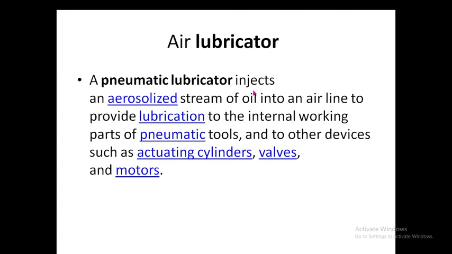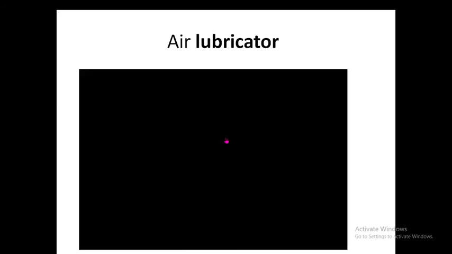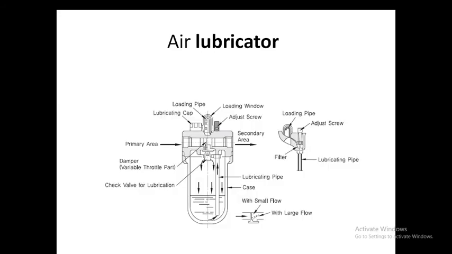Okay. So a pneumatic lubricator injects an aerosolized stream of oil into an air line to provide lubrication to the internal working parts of pneumatic tools and to other devices such as actuating cylinders, valves and motors. So adding this oil provides internal lubrication to these pneumatic devices such as tools, actuating cylinders and valves.